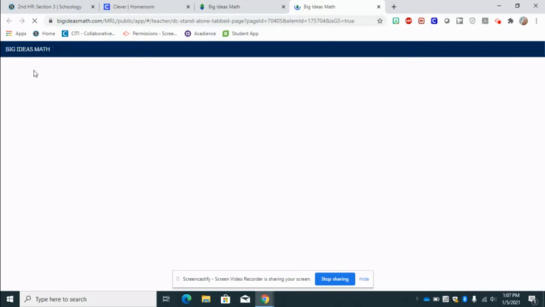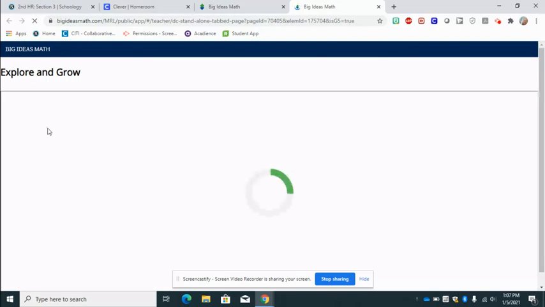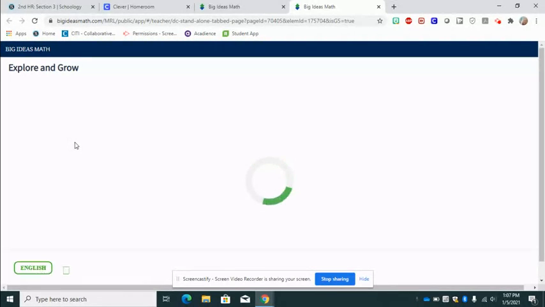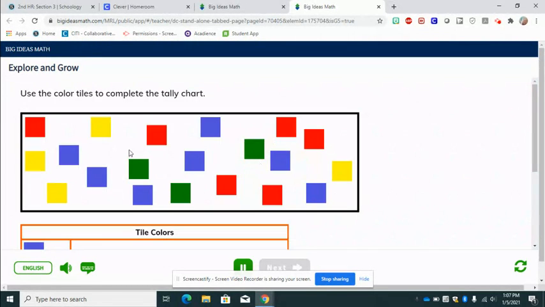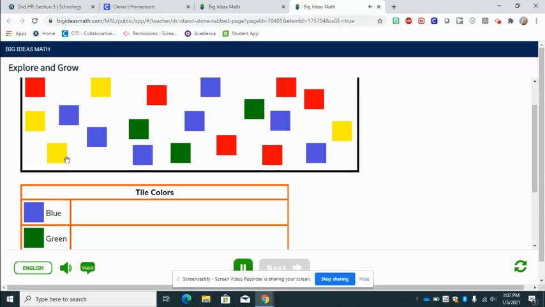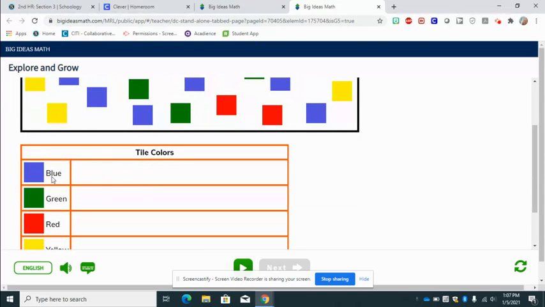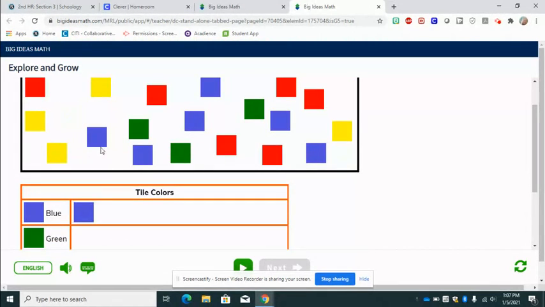Okay, color tiles to come back up. All right, so we're going to drag the color tiles to show how many there are in each one. So we're going to look at our chart down here, which says tile colors, and we're going to start with blue. So we're going to drag all of our blue tiles beside blue.